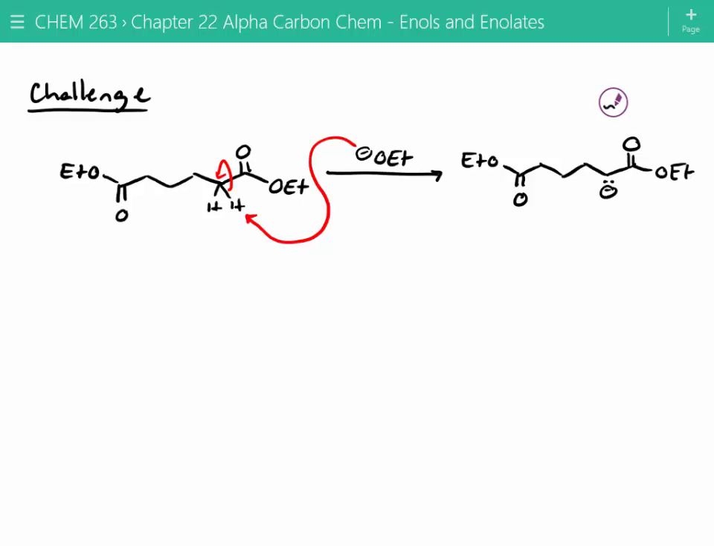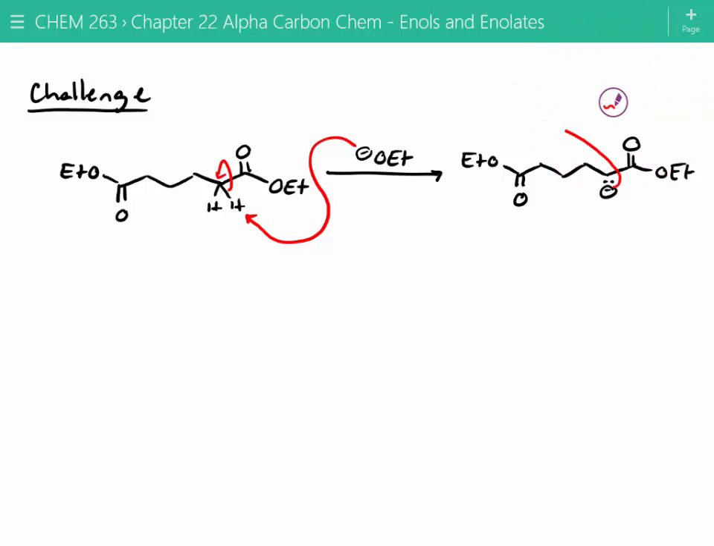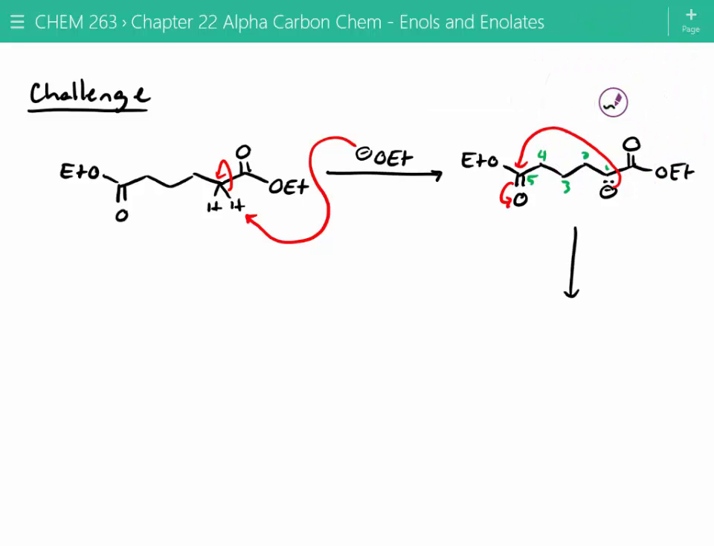All right, so we've got our enolate now. And our enolate can actually attack into the other side of your ester. And this time let's count. We'll go 1, 2, 3, 4, 5. Okay, 5-membered rings are pretty stable, so that seems all right to me.